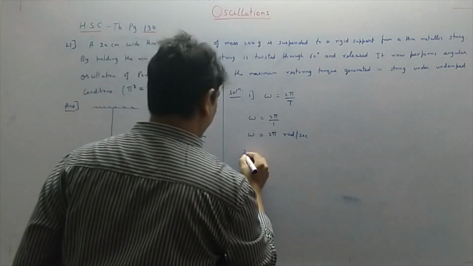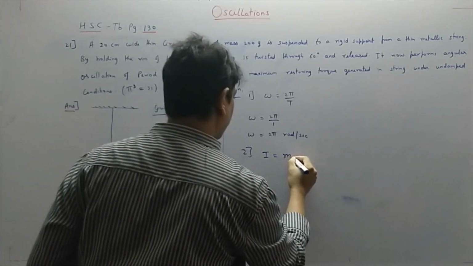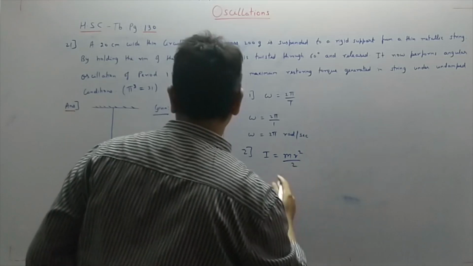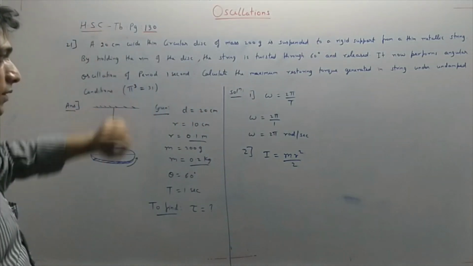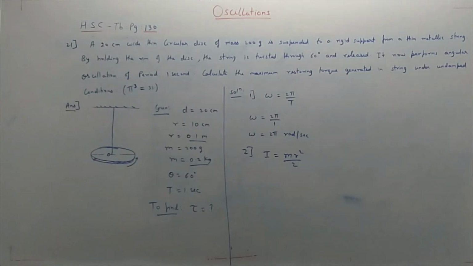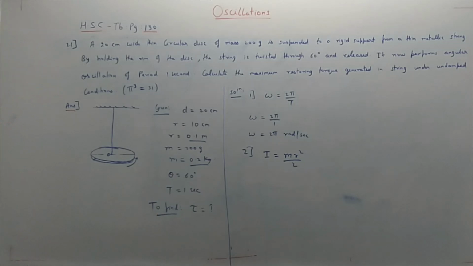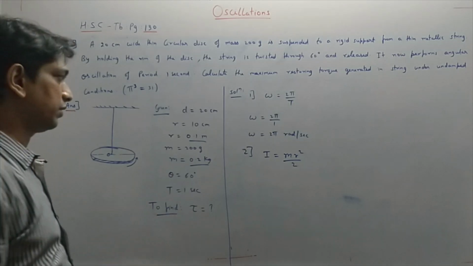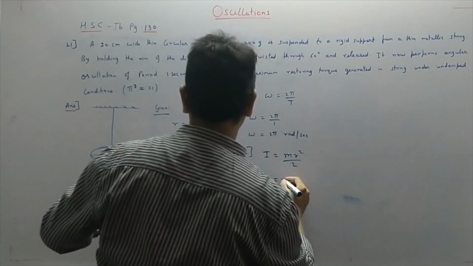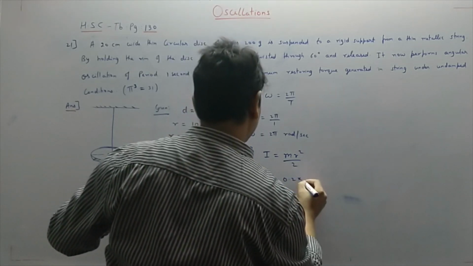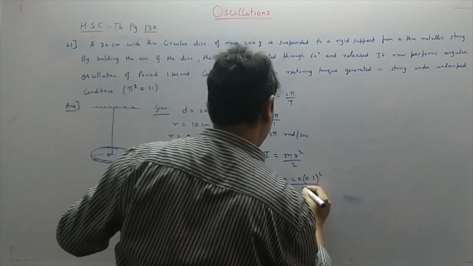Next we are finding the moment of inertia of the disk, which is given by m r square by 2. If we find the moment of inertia, we can use it in the relation between angular frequency omega, I and C, the torsional constant, and if we get torsional constant C, we can find torque. So I is m r square by 2, here mass m is 0.2 into radius 0.1 whole square divided by 2.